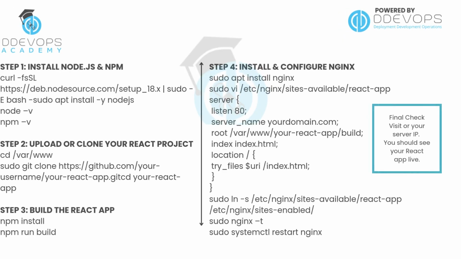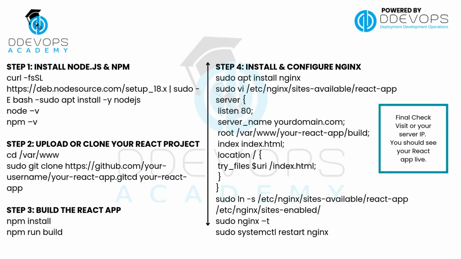Let's deploy a React app on a server. Start by installing Node.js and npm. Then, clone your React project into the web directory. Run npm install and npm run build to compile your app. Next, install nginx and configure a server block to serve the build directory. Finally, restart nginx and visit your server's IP or domain. Your React app should be live.